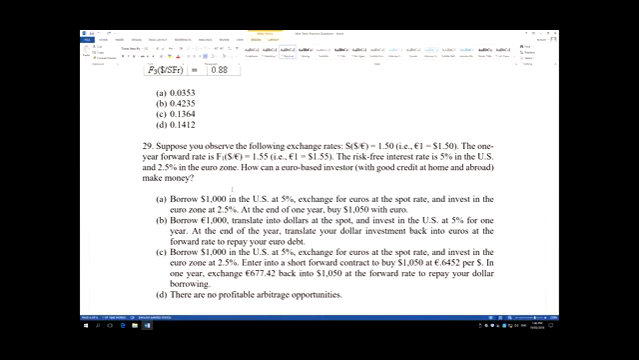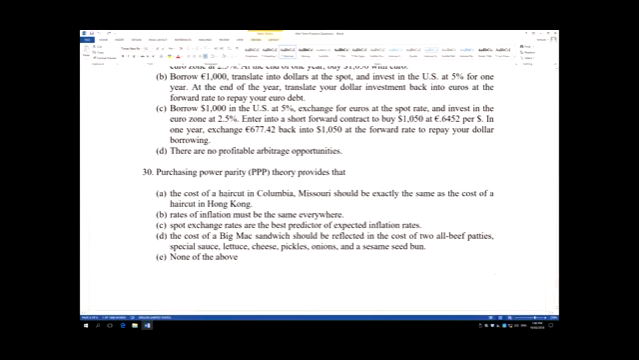Finally, question 30, purchasing power parity. Purchasing power parity provides the cost of a haircut in Columbia, Missouri should be the same as the cost of a haircut in Hong Kong. Is that correct? Why not? It's a non-tradable good. Very good. The rate of inflation must be the same everywhere? No. Spot exchange rates are the best predictor of expected inflation rates? No. Cost of Big Mac sandwich should be reflecting the cost of 2 all-beef patties, special sauce, lettuce, cheese, pickles, onions, and a sesame seed bun? No. So the answer must be? None of the above. Very good.